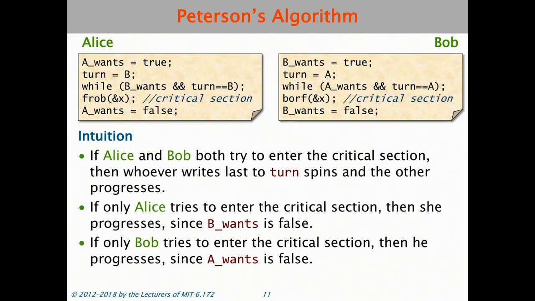Suppose Alice and Bob both try to enter the critical section. Then, since we have sequential consistency, we can talk about who did things in what order. Whoever was the last one to write the value to the variable turn, that one is not going to enter, and the other one will enter. If Alice tries to enter the section, she progresses because at that point she knows that B wants is false. And if only Bob tries to enter, he's going to go because he sees that A wants is false. Does that make sense? So only one of them is going to be in there at a time.